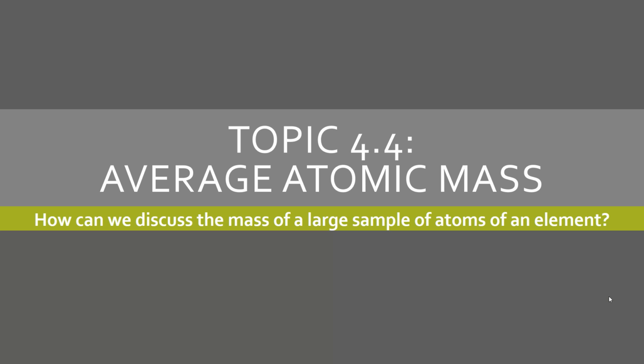This is topic 4.4, calculating average atomic mass. So right now we've talked about mass number, which is the protons and neutrons in the atom. In this particular video, we are going to show how average atomic mass on the periodic table is calculated. Because again, that mass displayed on the periodic table is not necessarily going to reflect the mass number of a specific atom because we have isotopes.